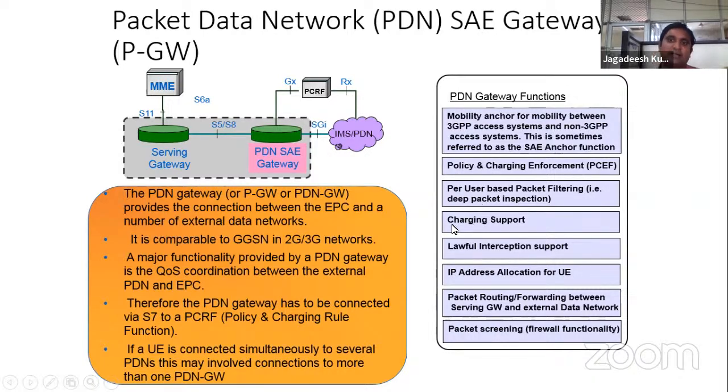Next, it also supports the charging functions. This in turn will be connected to the PCRF, so through this the charging functions will also be taken care of. The IP also gets allocated through this PDN gateway. If a UE is connected simultaneously to several PDNs, this may involve connections to more than one PDN gateway. So if the UE is connected to several packet data networks, the PDN gateway takes a major role, and it ensures that the UE is handled and the data transmission happens in a smoother way.